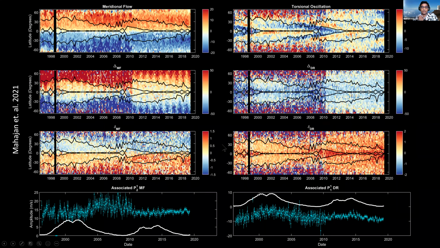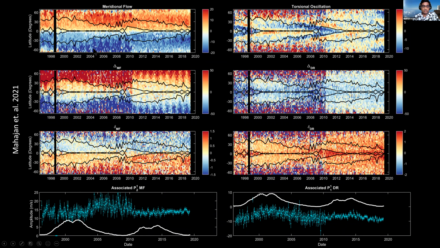Okay, so here are our final measurements. On the top left panel is the meridional flow for the past 2 cycles, both the MDI era from 1996 to 2010, and during the HMI era from 2010 onwards. On the top right is the torsional oscillation profile for the same 2 cycles.